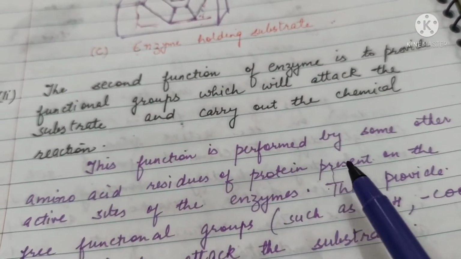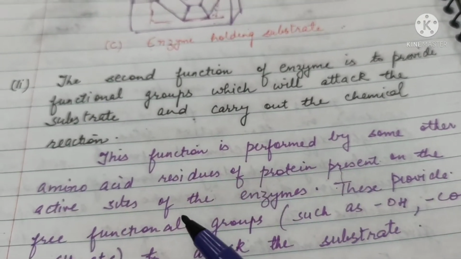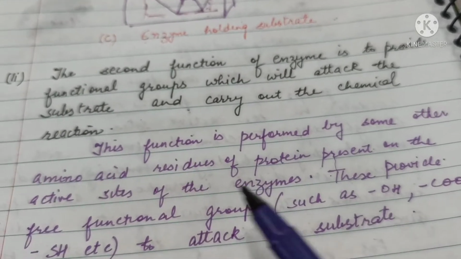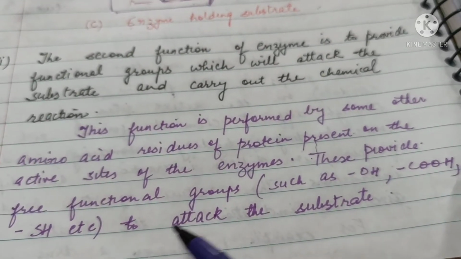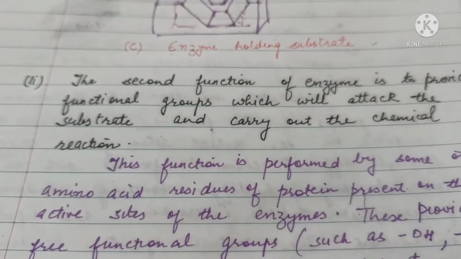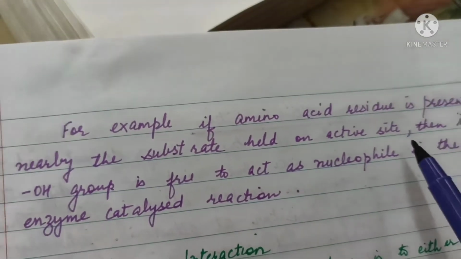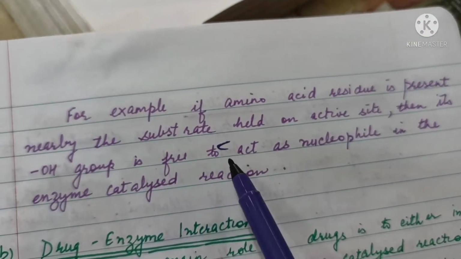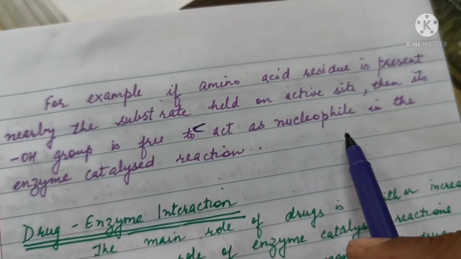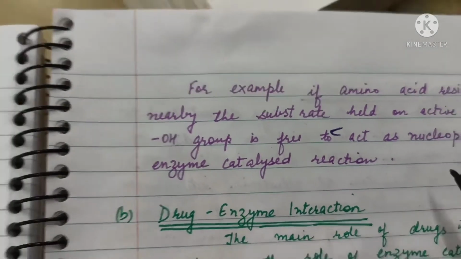This function is performed by some other amino acid residues of the protein present on the active site of the enzyme, and these provide free functional groups such as OH, COOH, SH, etc. to attack the substrate. For example, if an amino acid residue is present near the substrate held in the active site, then its OH group is free to act as a nucleophile in the enzyme catalyzed reaction.